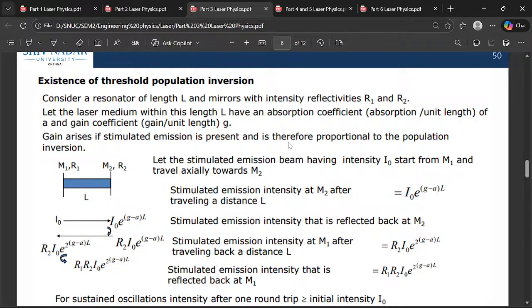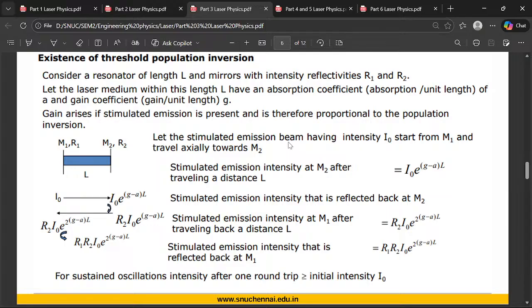The absorption per unit length of this cavity is given as A, that is the loss per pass, and the gain coefficient G is given, that is the gain per pass. This gain arises when stimulated emission is present and is therefore proportional to the population inversion. When the population inversion is higher, the gain from the stimulated emission is higher.